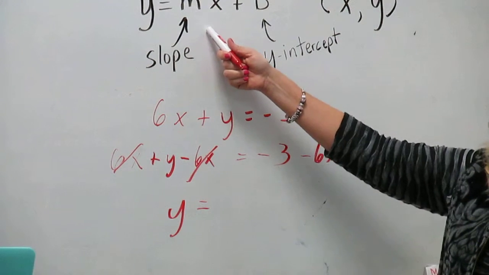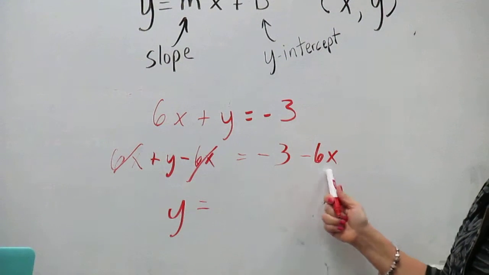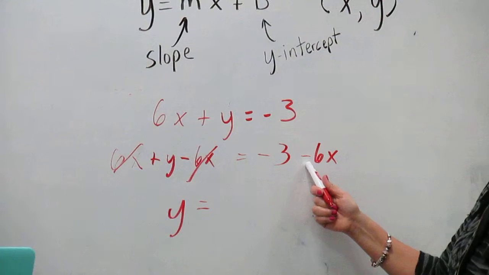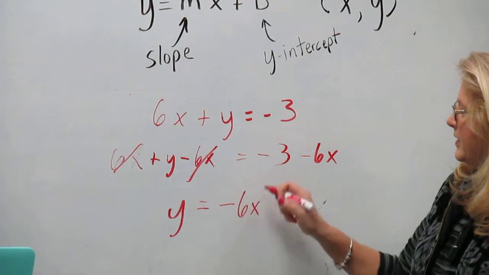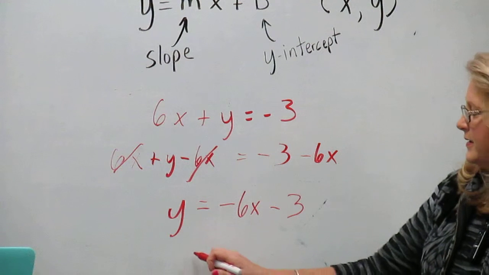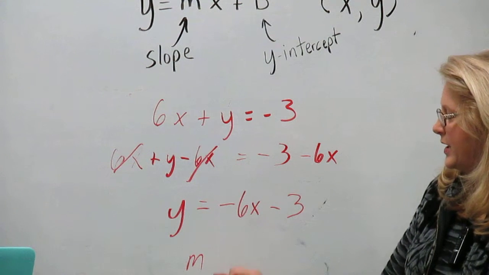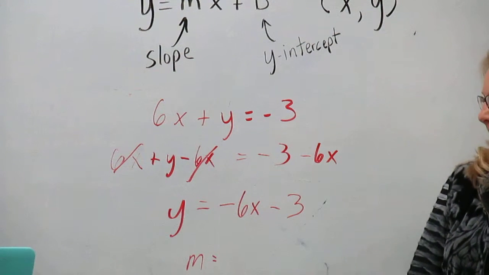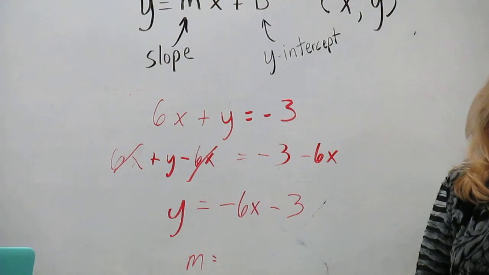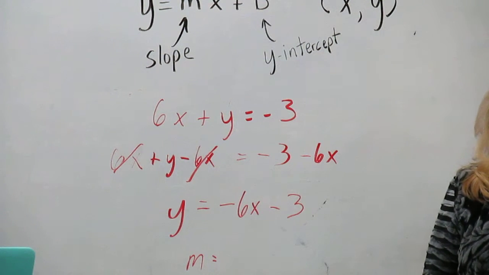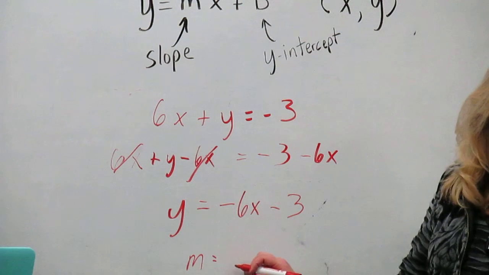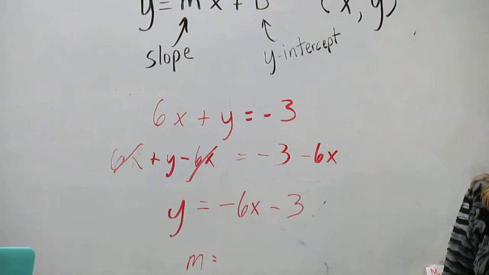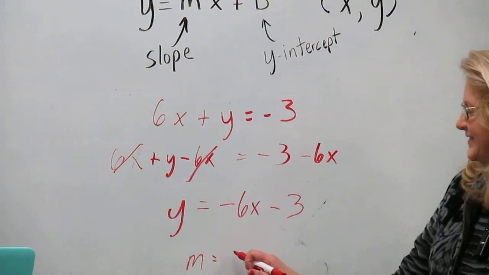Now we want it in this form, mx plus b. We're allowed to change the order of these two things as long as we keep the signs intact. So this is negative 6x minus 3. Now that you've got it in the right order, can you tell me what m and b are? Raise your hand when you know. Haley, what do you think? The slope is 6 or -6. Which one? -6. Negative 6, exactly. Good.